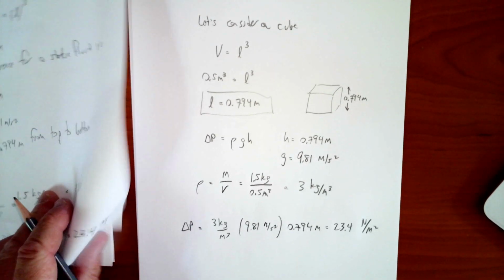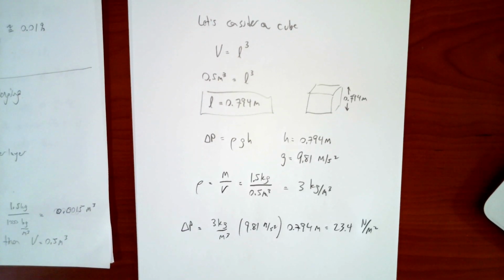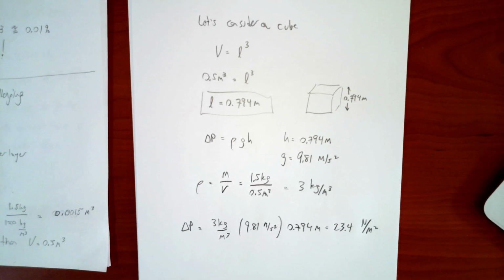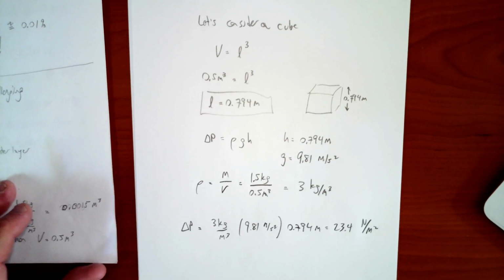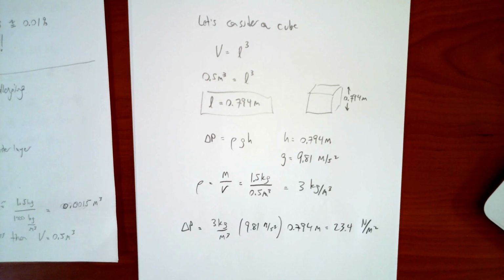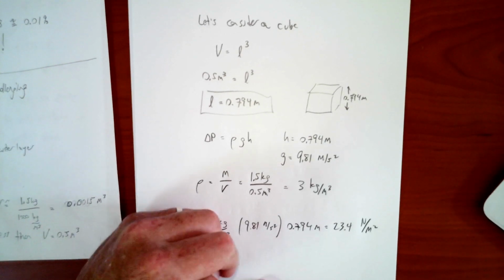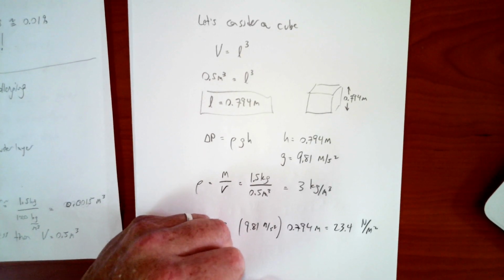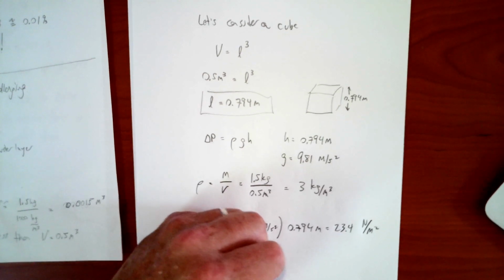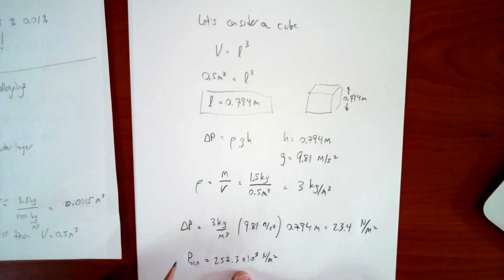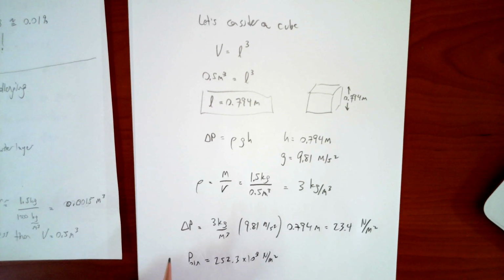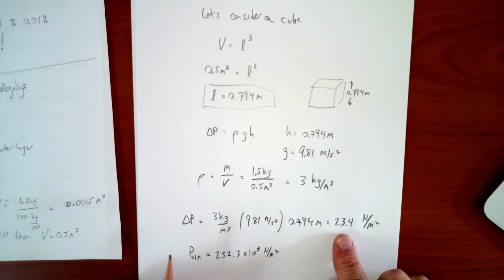Well, the question of whether something is a lot or a little in engineering always depends on what you're comparing it to. If you're comparing this to a number like 1, then 23 is a lot. If you're comparing this to a number like 100,000, then 23 is not very much. In this case, the number we're comparing it to is the base pressure in the box. So the pressure we calculated using the ideal gas law, P of the air in the box, was 252.3 times 10 to the third newtons per meter squared. So this is significantly greater. It's 4 orders of magnitude larger. It's a very small amount of pressure change.